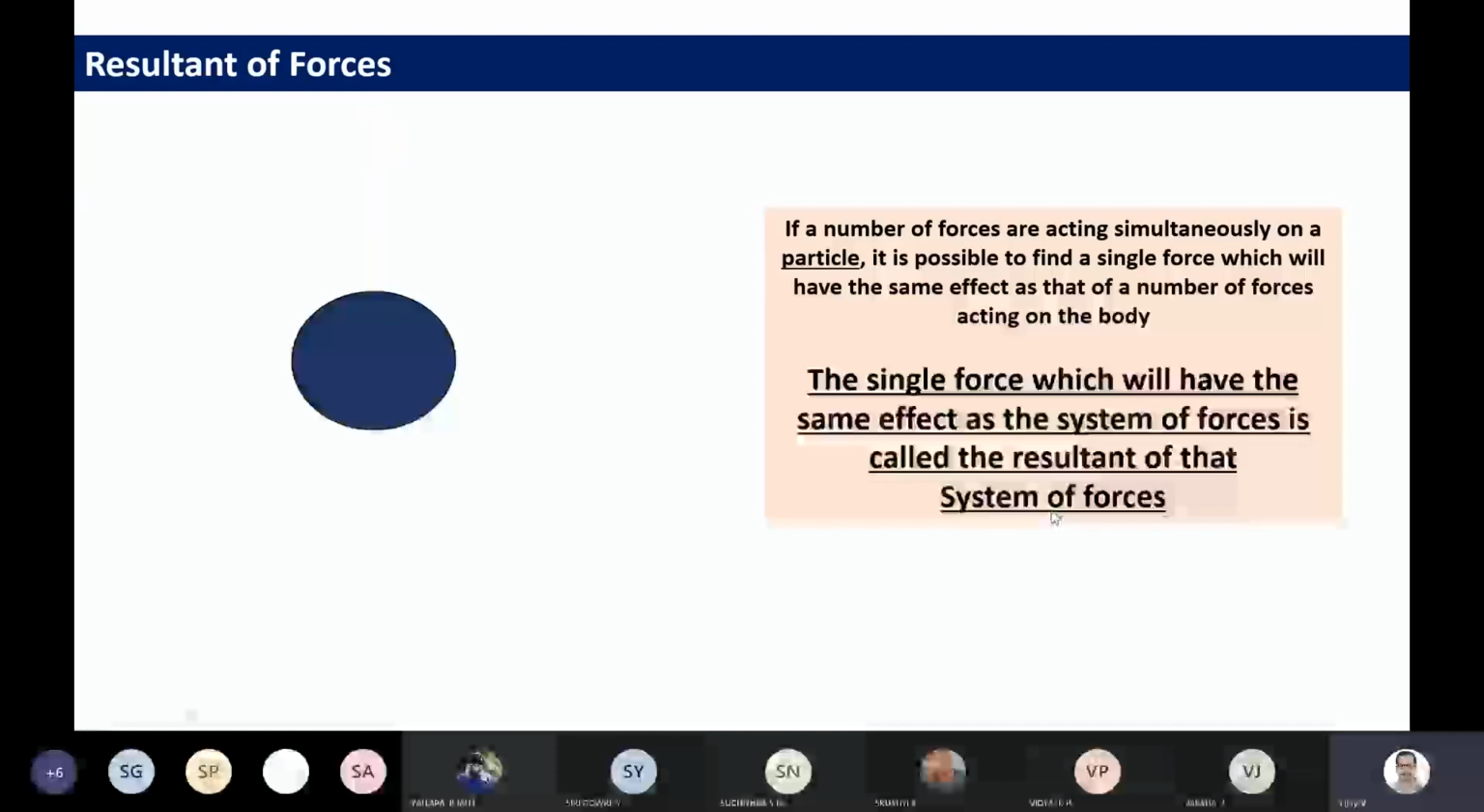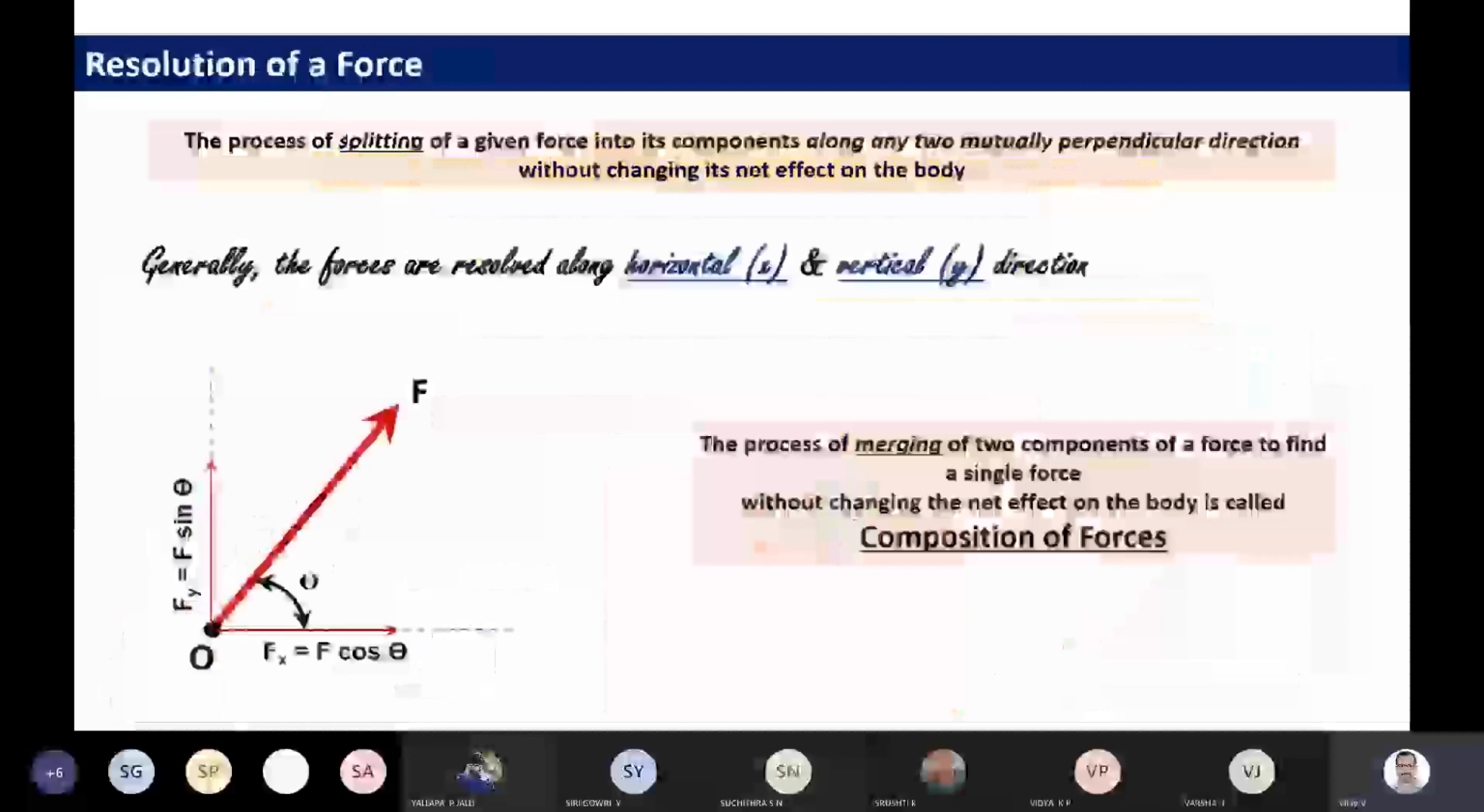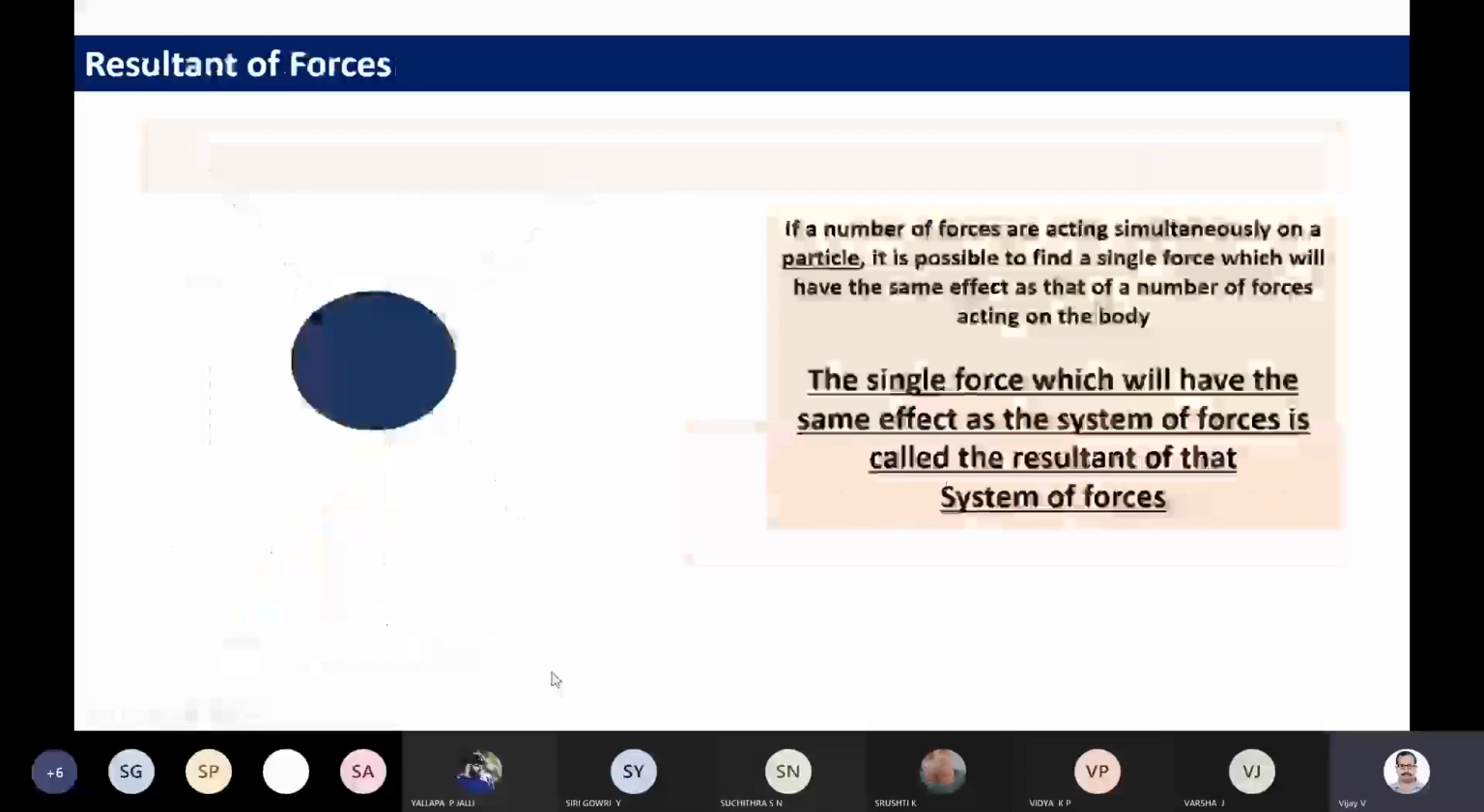So basically, this is the resolution way. If the force is known and the angle is known, the x component will be F cosine of the angle. So that is F cos theta, and the y component will be F sin theta. So simple calculation. Just type in the values.